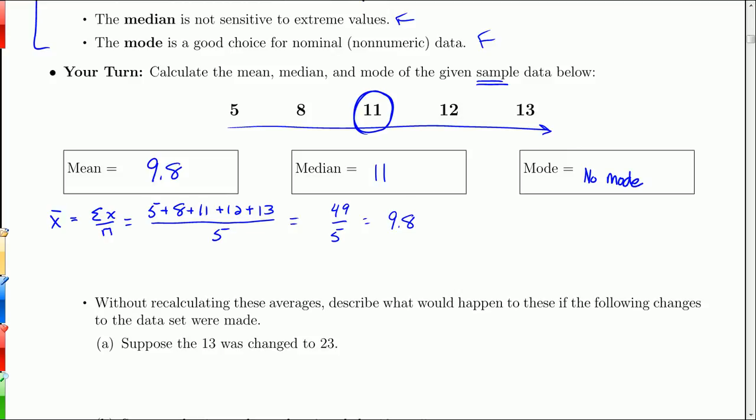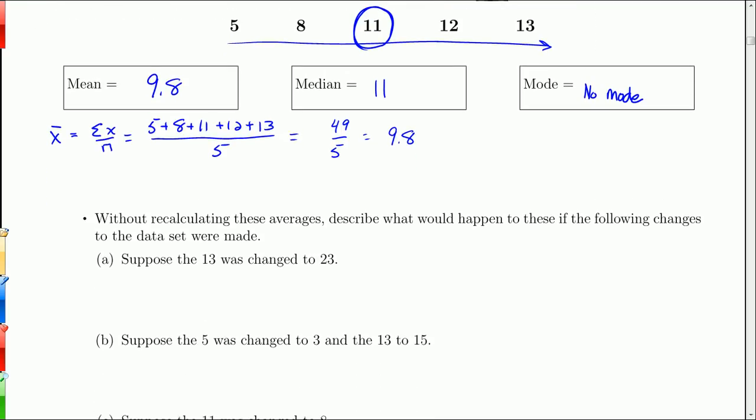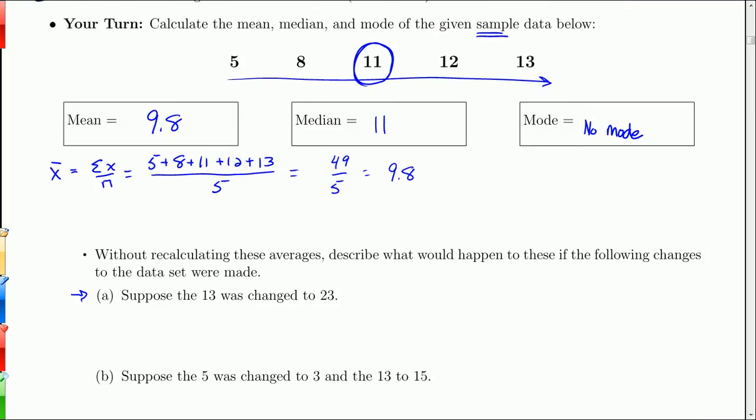All right. So now, in this next little set of problems, I say without recalculating the averages. I don't want you to redo the math. Describe what would happen to the mean, median, and mode if the following changes were made. So for part A, suppose the 13 was changed to a 23. So what I'm saying is, suppose this 13 was not a 13, but rather a 23.